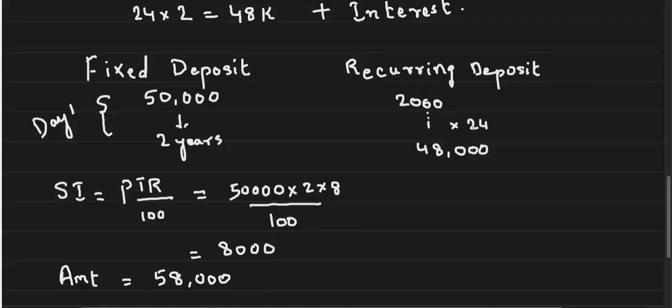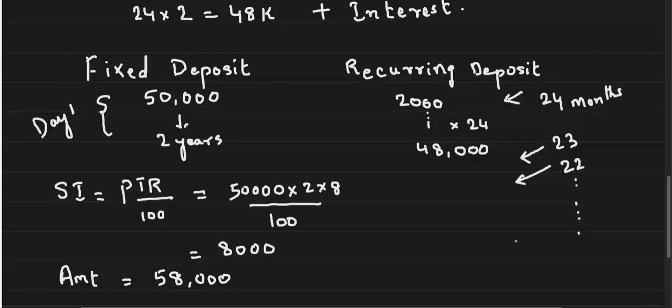However, in a recurring deposit, what's happening is that the first month's 2,000 has all 24 months of interest, because it was there from day 1 till the last day. However, the second month's installment was not there for the complete 24 months. It was there for only 23 months. The third month's installment was in the account only for 22 months. So the final 24th installment was there only for the last 1 month. Only for 1 month it was there.